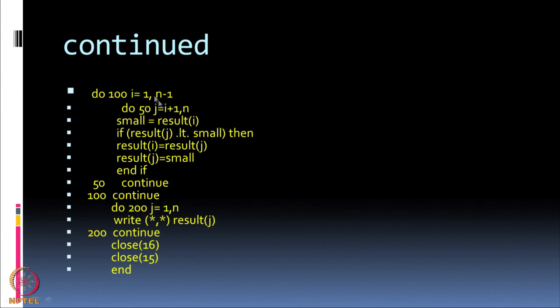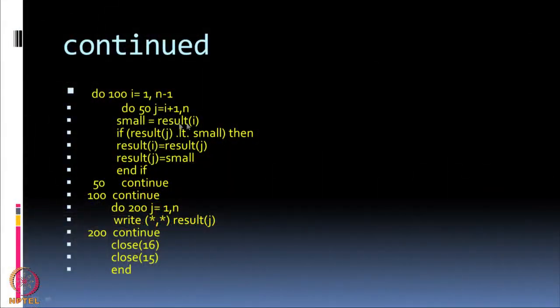So, why am I doing this? Because if I have read the first number, I need to compare that number with the second number. So, I cannot compare the number with itself. So, there is a difference in the do loop. The first loop goes all the way up to n minus 1. The second one starts with one index greater than I and ends with n. So, this is my 2 do loop.